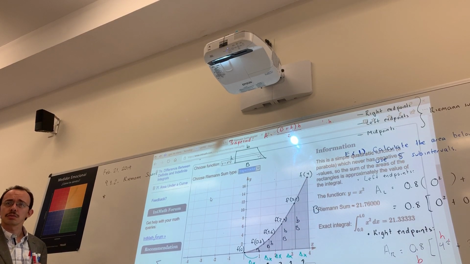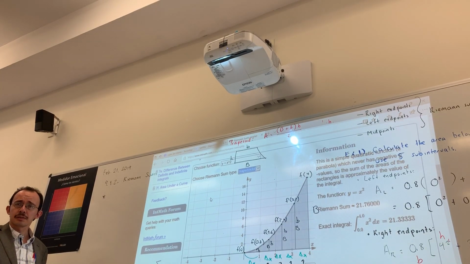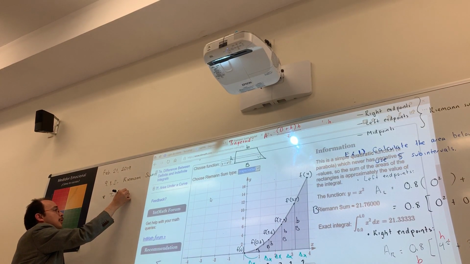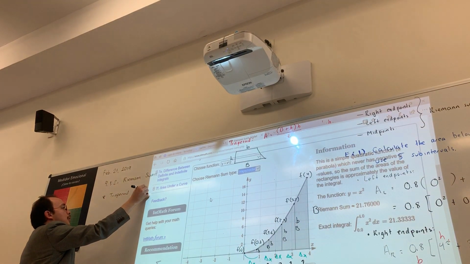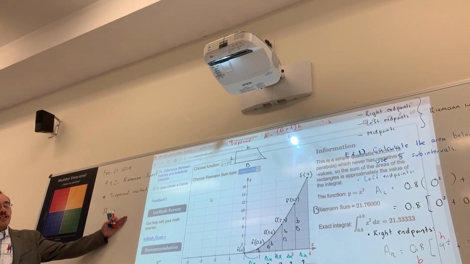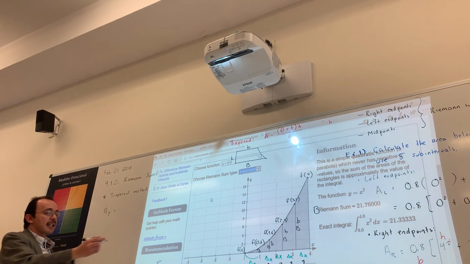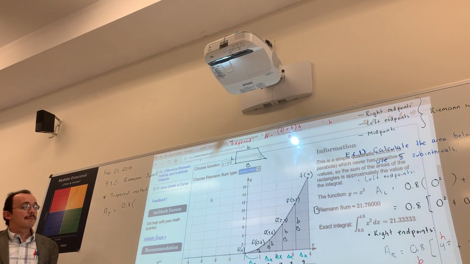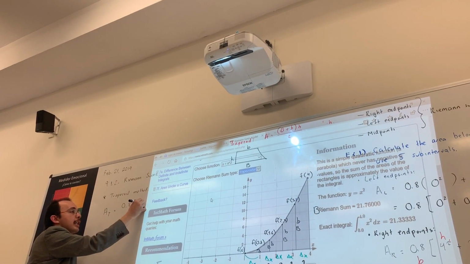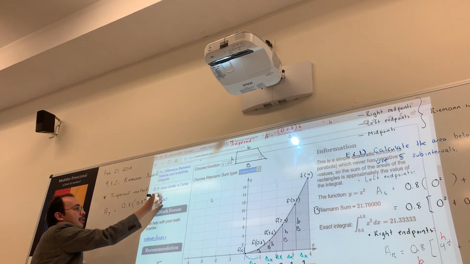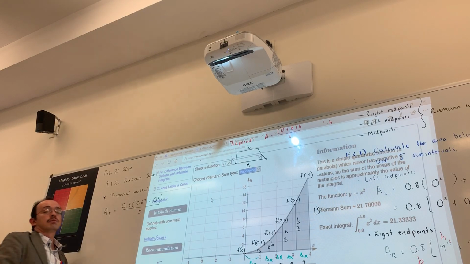Estoy haciendo el con papel. Okay. Area trapezoid. First trapezoid. The height. The height is what? 0.8 times the big base, which is 0.8 to the square, plus the small base, which is 0 to the square. All of it over 2.